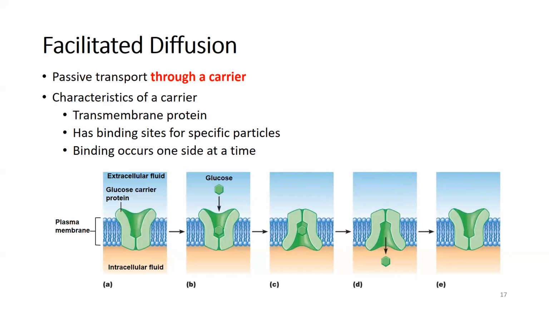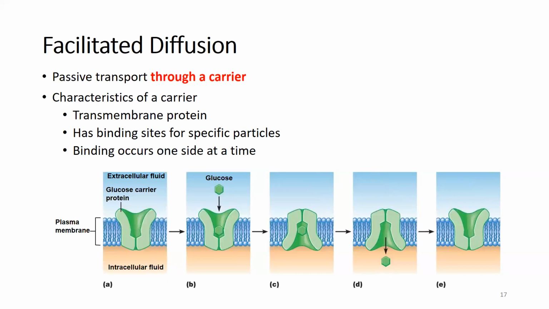These molecules are either not the right shape or the right size, or they are too large, or they're polar, and so they're not going to go through the membrane on their own. They're going to require the help of a transmembrane protein. That transmembrane protein we call a carrier or a transporter protein. Some of the characteristics are the protein is transmembrane, which means it spans the entire lipid bilayer.